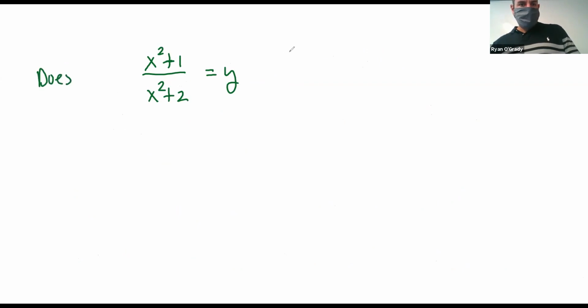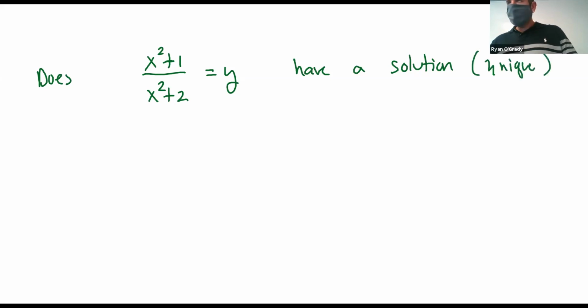So does this equation have a solution? And in particular, we know it has to be unique, because if it's not unique, then we don't have a function to begin with. So think about how you'd have to do this. What this means is you'd have to find out what x is in terms of y. So this is like an algebra problem now. Can you solve for x in terms of y?